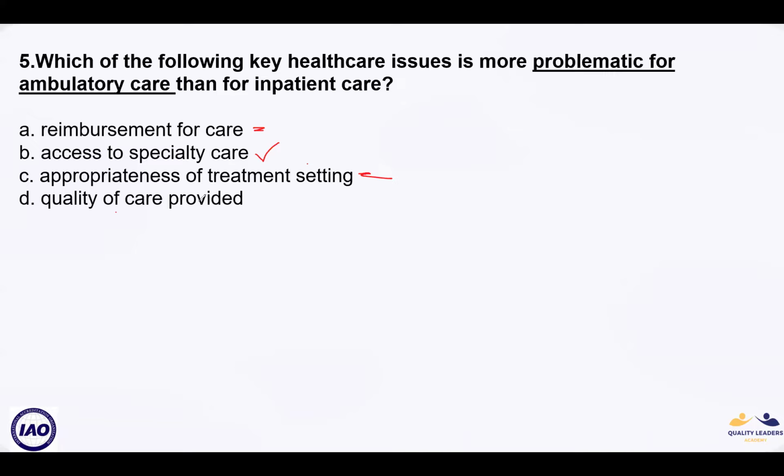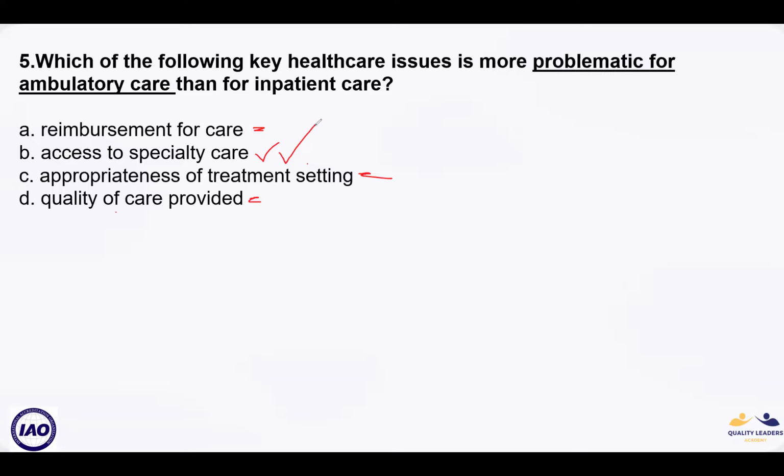I mean, quality is measured. Quality is like there is no more or no less when OP is compared to IP. So, out of all these options, option B, access to specialty care, stands out, right? So, the correct answer is option B, access to specialty care.